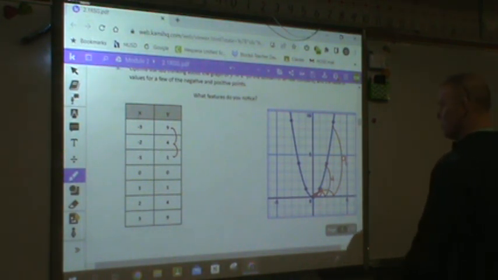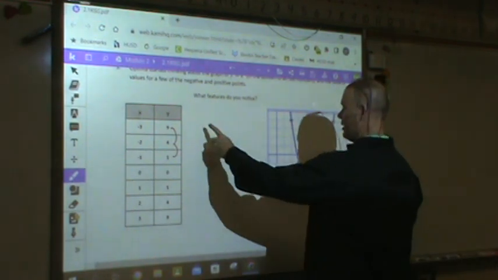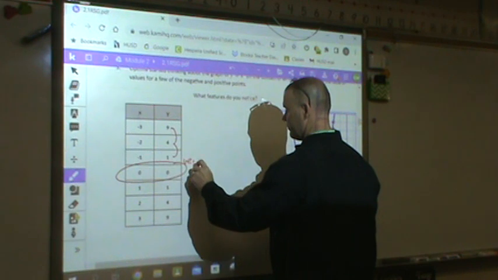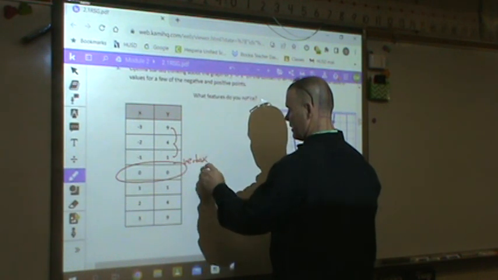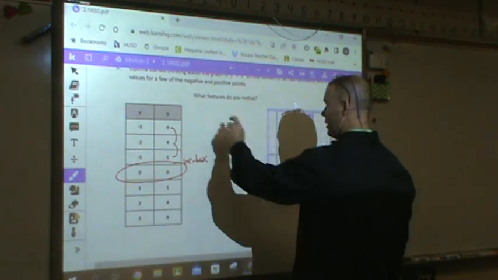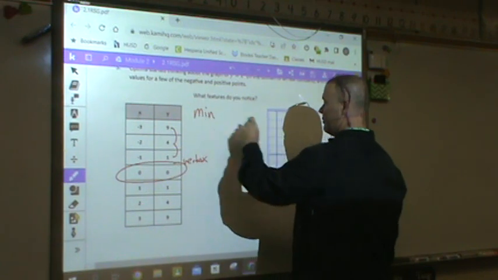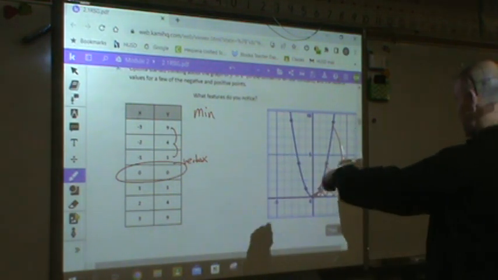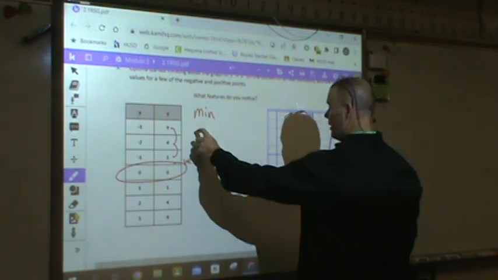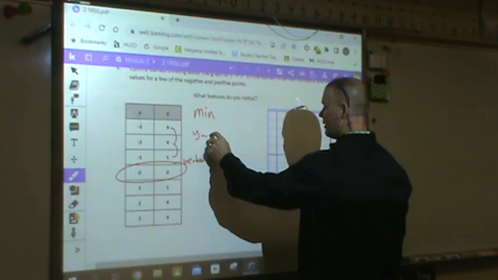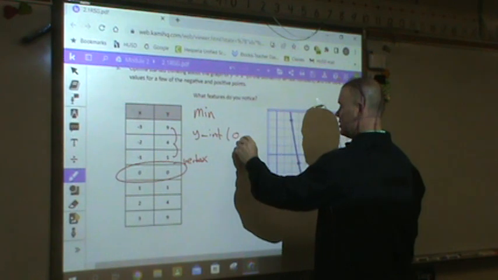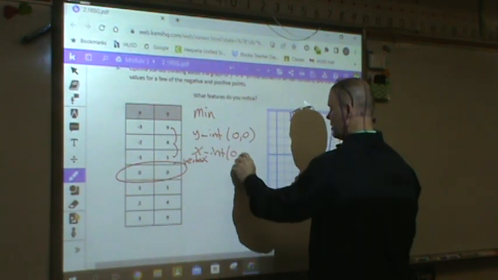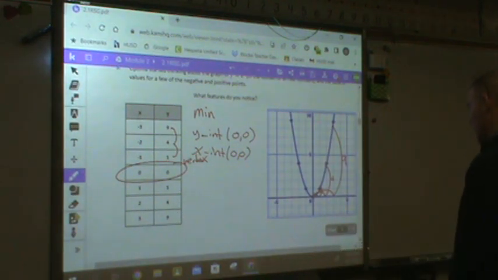Some other key features. Yes, it's a parabola. Yes, it's opening up. My vertex is at 0, 0. It's also a minimum, min. So it has a minimum value. My y intercept is 0, 0. My x intercept is 0, 0. All right?